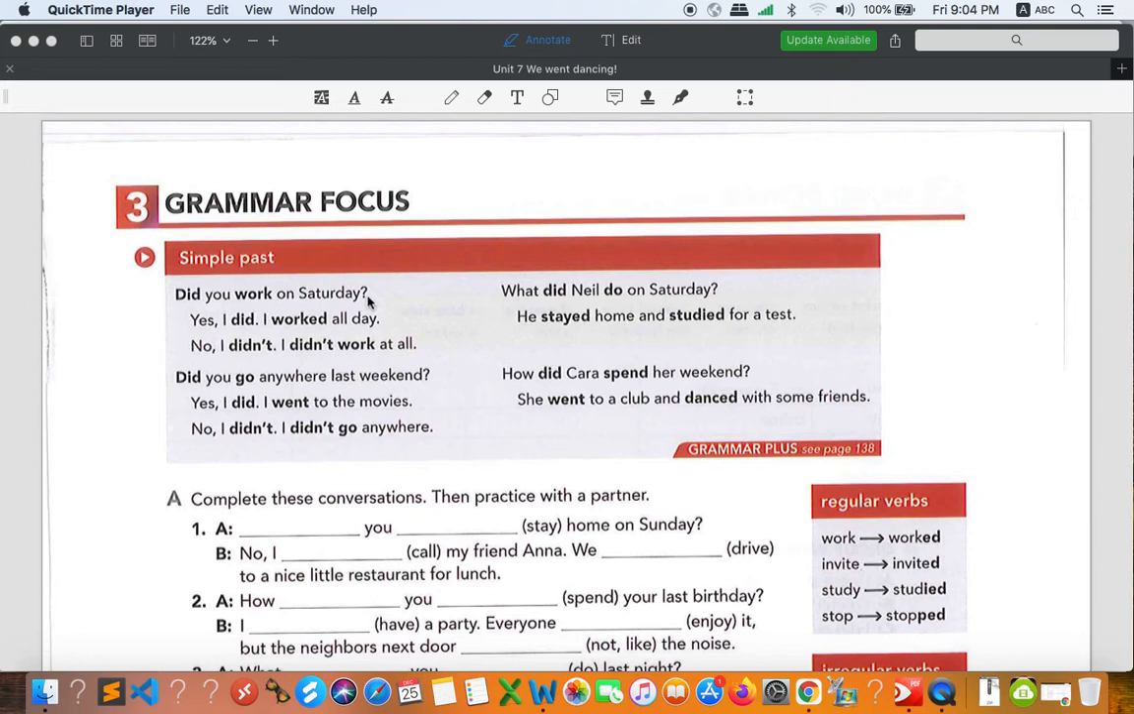Did you work on Saturday? That is a yes/no question. Yes, I did. No, I didn't. And then you can say, I worked all day, and I didn't work at all.